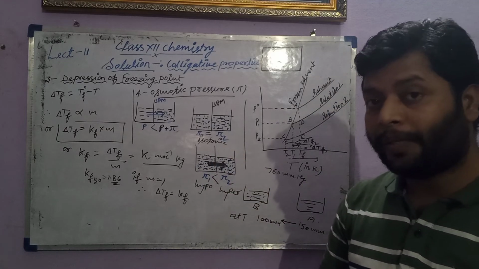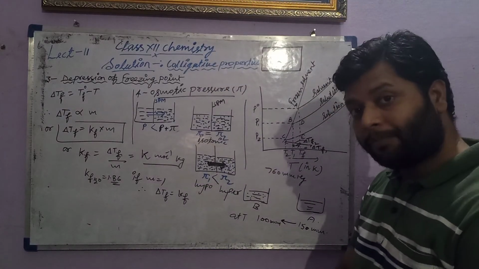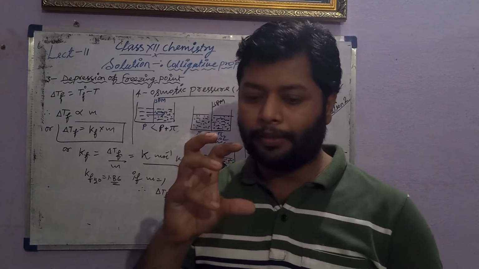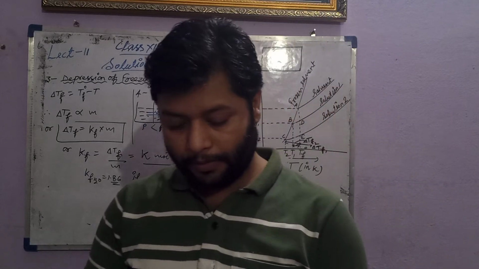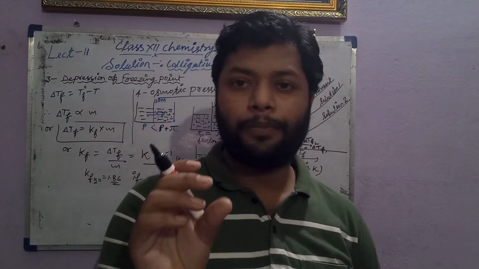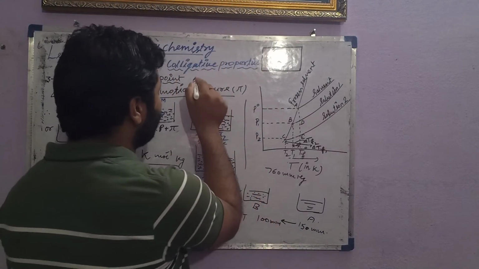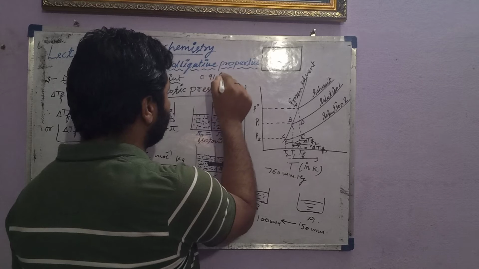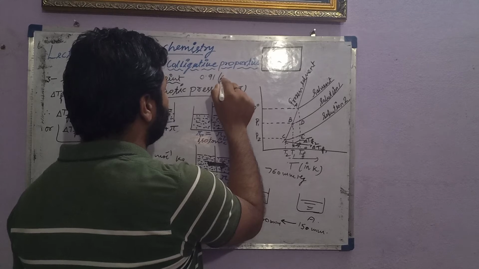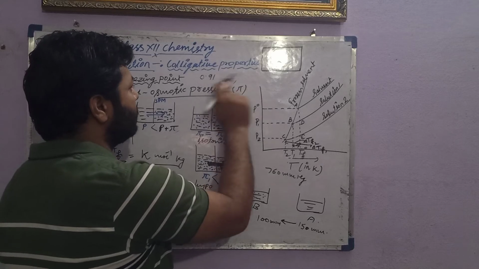There is one formula we have to study also, and I'm going to take that formula too. Try to learn it in the same lecture. But before this, just take one very important example: the concentration of brine solution, actually common salt solution, is 0.91 by mass.